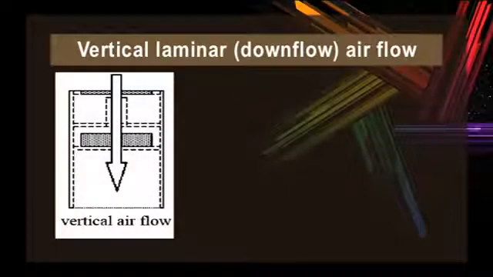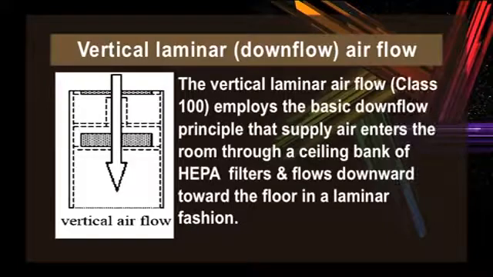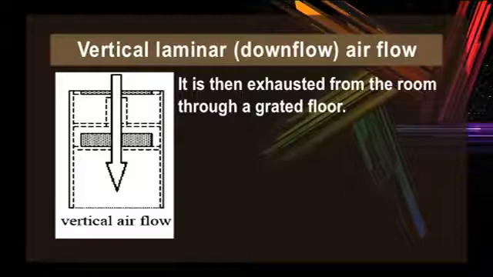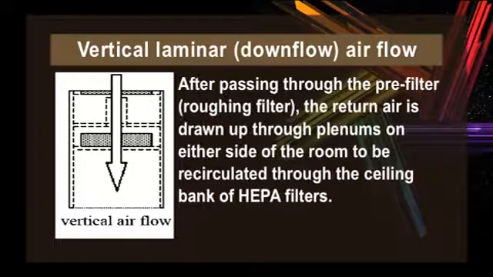Vertical laminar airflow, that is, downflow. The vertical laminar airflow class 100 employs the basic downflow principle: supply air enters the room through a ceiling bank of HEPA filters and flows downward toward the floor in a laminar fashion. It is then exhausted from the room through a grated floor. After passing through the pre-filter, that is, the roughing filter, the return air is drawn up to the plenums on either side of the room to be recirculated through the ceiling bank of HEPA filters.